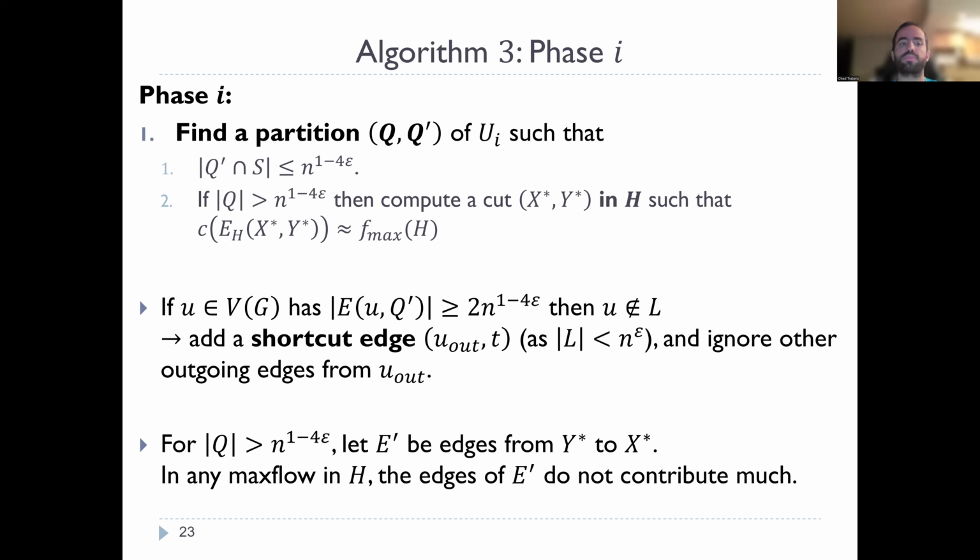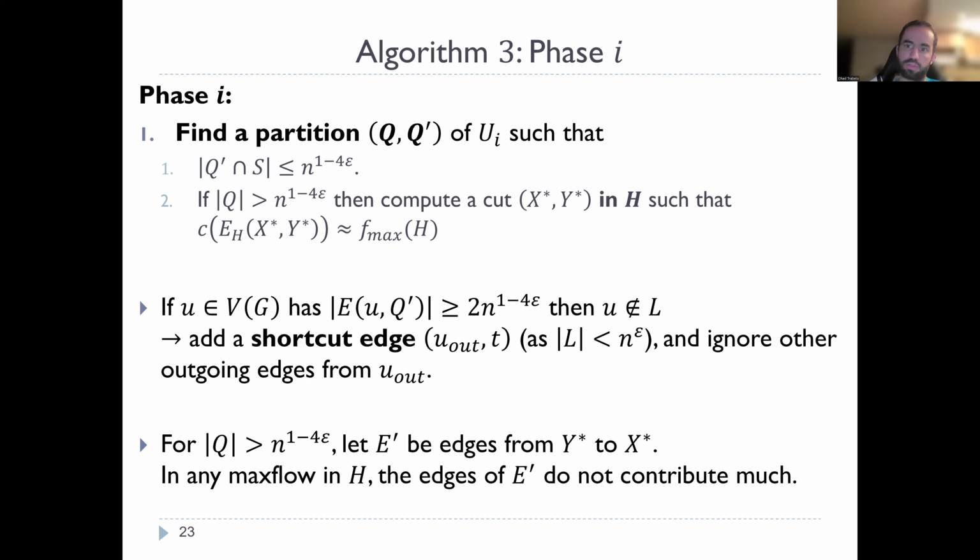Now, if the number of edges between a node U and Q prime is bigger than 2 times n to the 1 minus 4 epsilon, then similar to before, we know that U does not belong to L. And so again, it is possible to add a shortcut edge from U out, from its out copy, directly to T, and ignore other outgoing edges from U out. That allows us to sparsify the graph.